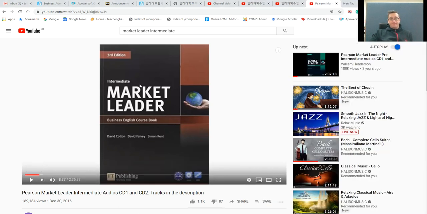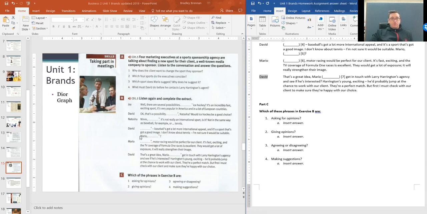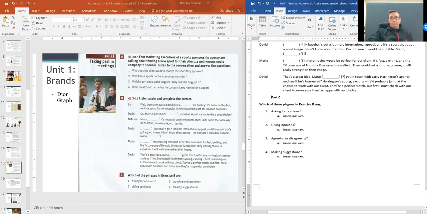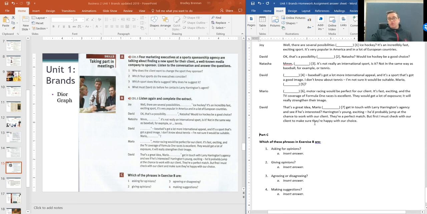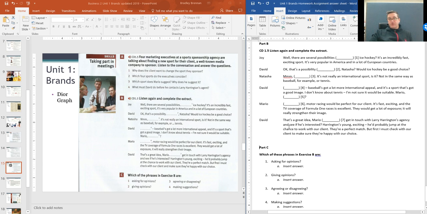Okay. So, part C. Part C, which of these phrases in exercise B are asking for opinions? Giving opinions, agreeing or disagreeing, making suggestions. So look at these different phrases in exercise B and then think, well, asking for opinions. Which ones of these are asking for opinions? You can just copy and paste it down in here.